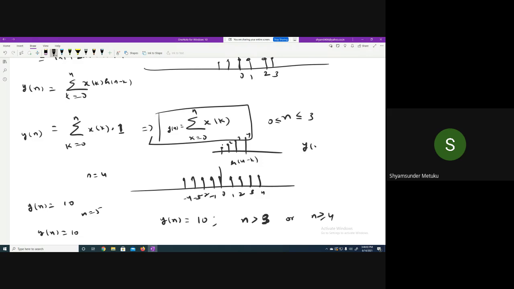Finally, the output y of n is equal to summation over k equal to 0 to n of x of k, and it is from 0 to 3, whereas it will be 10 when n is greater than 3. This is your final output. Is it clear? Always the output will be 10 only, no? Once n is greater than 3, always 4 overlap samples will be there. So it will be the sum of 1 plus 2 plus 3 plus 4, isn't it?